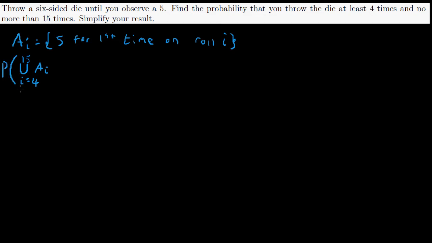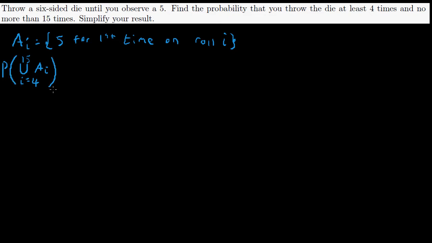Let A_i be the event that you get a 5 for the first time on roll i. Then we can formally describe this event up here as the union from i equals 4 to 15 of A_i. We're looking at the probability of this union.